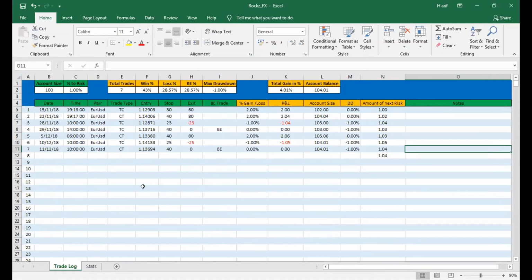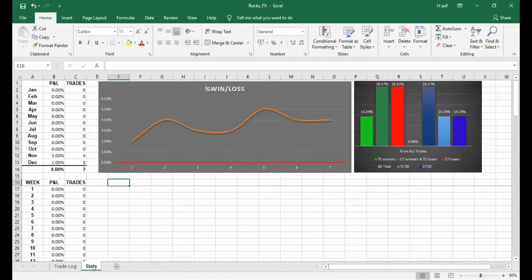So once you've got your data in, if we go onto the stats page. I thought you might like that. Okay, so it's pretty self-explanatory here. You've got your equity curve.